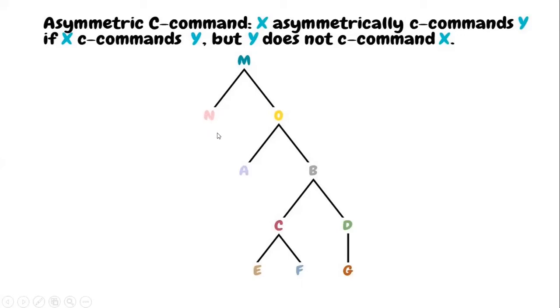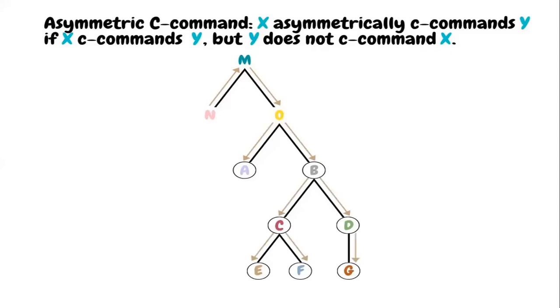Excellent. This is now very important. Let's see what N asymmetrically C commands. Now, trace up a line and go down. Here we have O. N does not asymmetrically C command O, because O is symmetrically C commanded by N. Now let's keep going. N asymmetrically C commands A, B, C, D, E, F, and G for the same reason. Bravo. Hopefully, this is not too hard to wrap your head around.